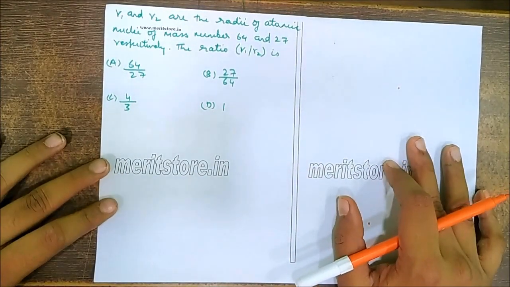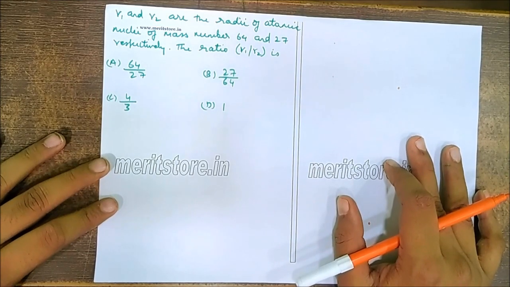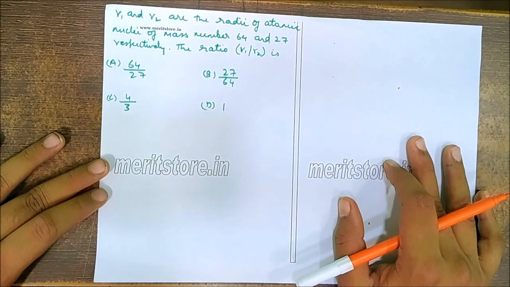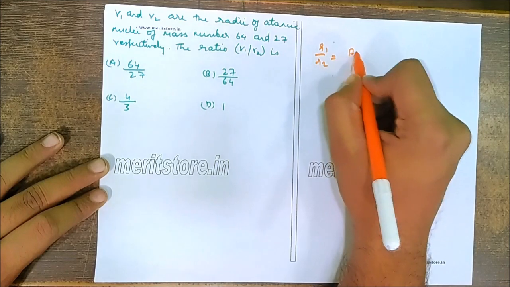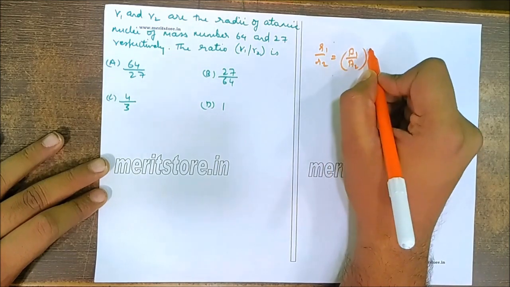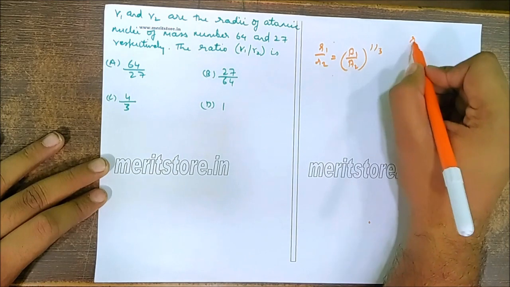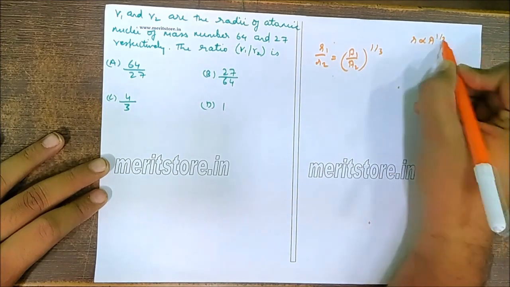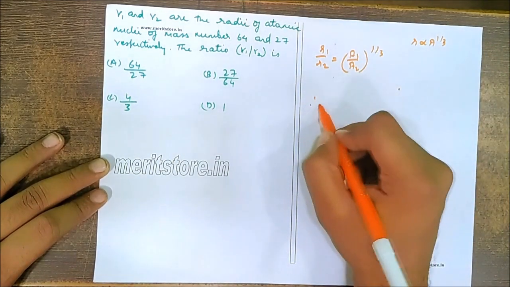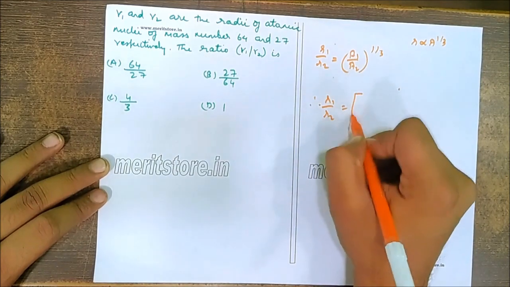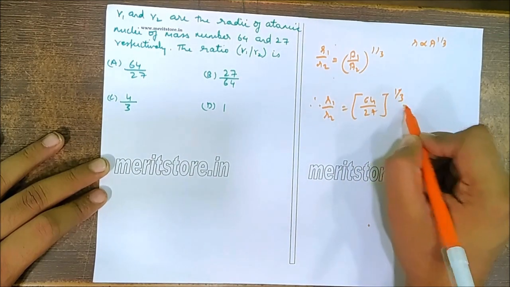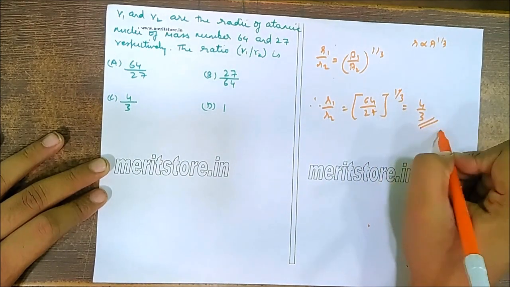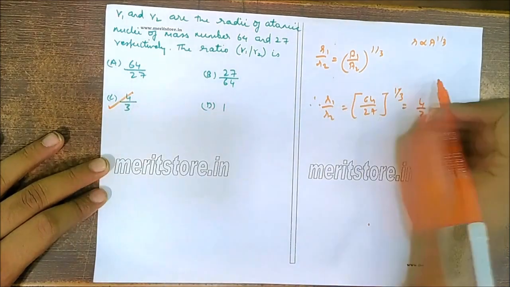Next question. R1 and R2 are the radii of atomic nuclei of mass number 64 and 27 respectively, the ratio of R1 and R2. Now we know that R1 upon R2 is equal to A1 by A2, the whole raised to 1 by 3, since R is directly proportional to A raised to 1 by 3. So therefore R1 by R2 is 64 by 27 whole raised to 1 by 3, that is equal to 4 by 3, option C.